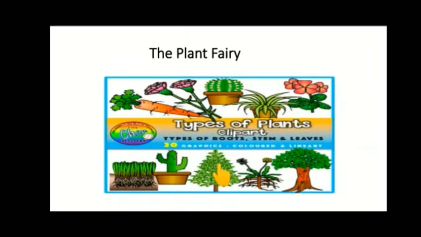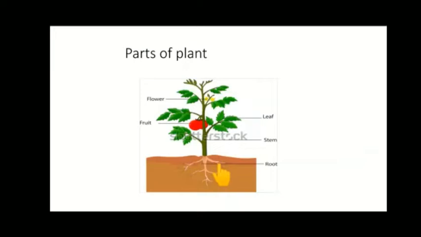Today our lesson name is the plant fairy. I am going to tell about types of the plants. Before knowing about the types of the plants, let us learn parts of the plant. You know very well about the parts of the plant. Look at the picture, children. This is root. This is stem. This is leaf. This is fruit and flowers.